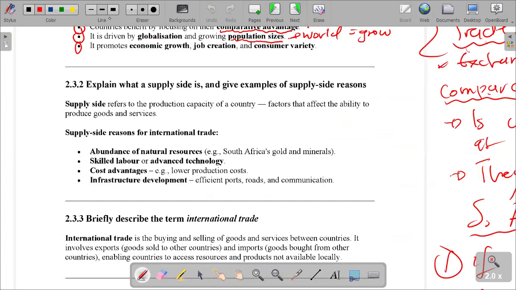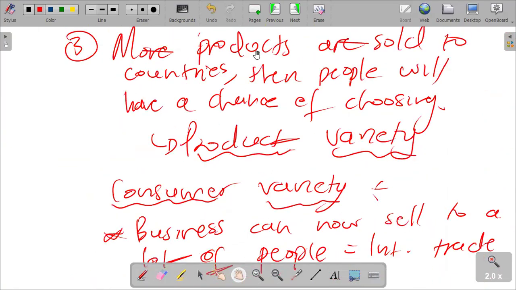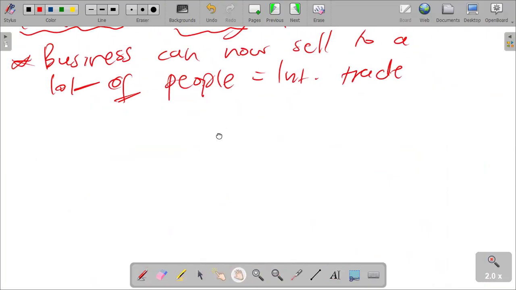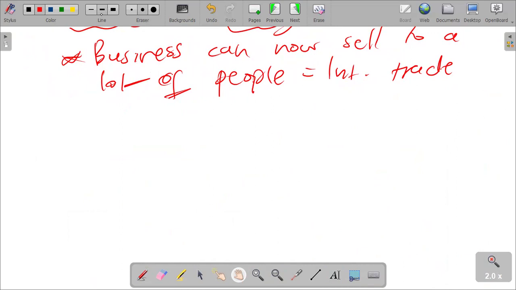So, as it says here, supply side refers to the production capacity of a country. So what it means, production capacity, meaning how much a business can produce or how much a country can produce. How many products can a country produce?